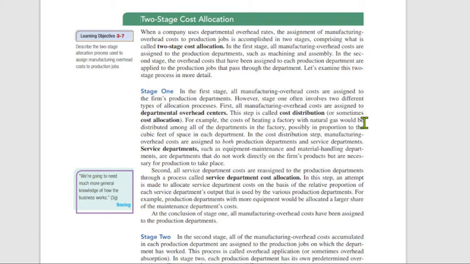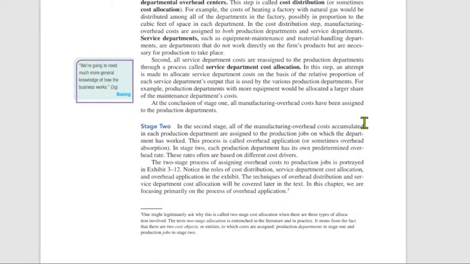So, to be able to assign cost reliably, yung makapag-assign tayo reliably dun sa ating mga product cost, doon sa stage 2 naman, yung lahat ng na-assign doon sa service department will now be reallocated doon sa ating production department. Kaya nga sabi niyo dyan, all of the manufacturing overhead costs accumulated in each production department are assigned to the production jobs on which the department has work. This process is called overhead application.